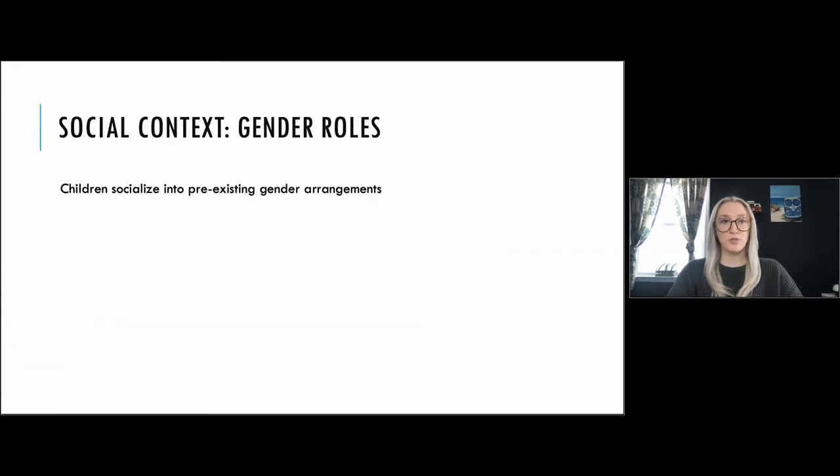So children socialize into pre-existing gender arrangements, and they have an active role in society and in their gender identity, which is an ongoing process. There are different vulnerabilities and protective factors that females present with. So white girls often lose a sense of self-esteem when they go from elementary school to high school. However, African American girls have been shown to be able to maintain their self-esteem.